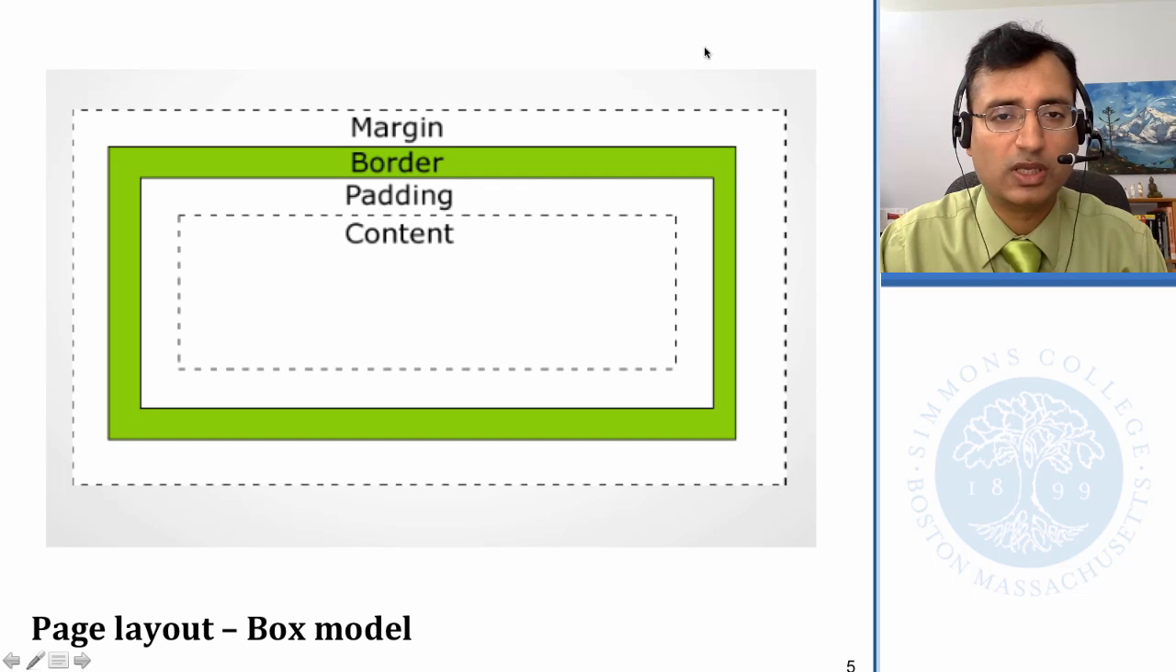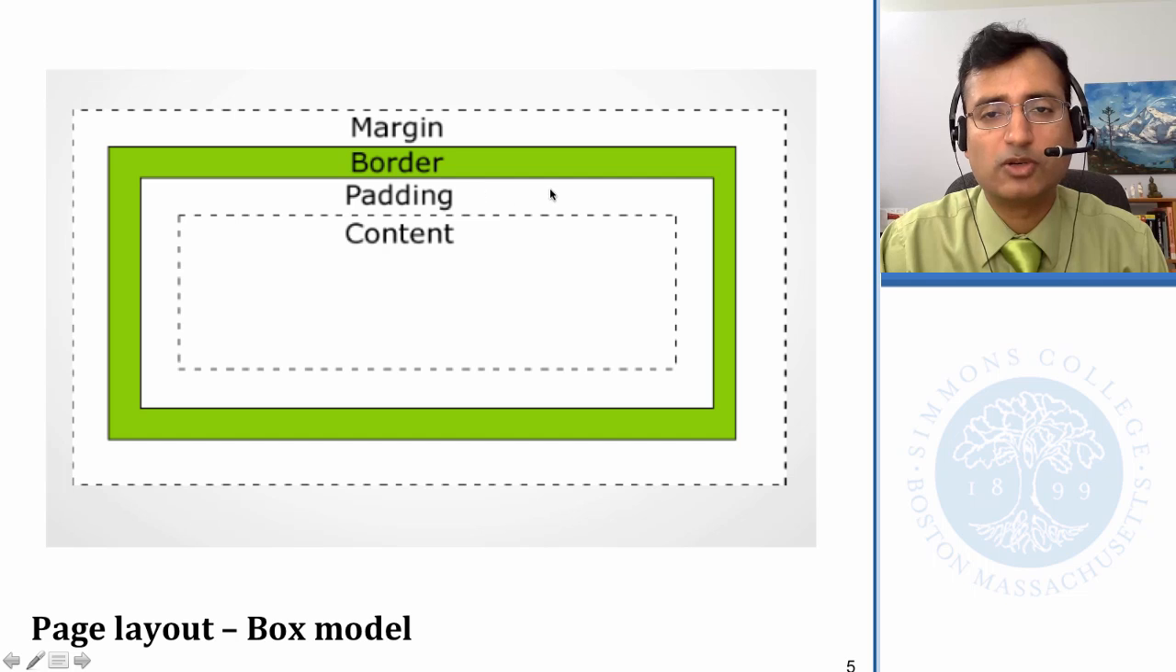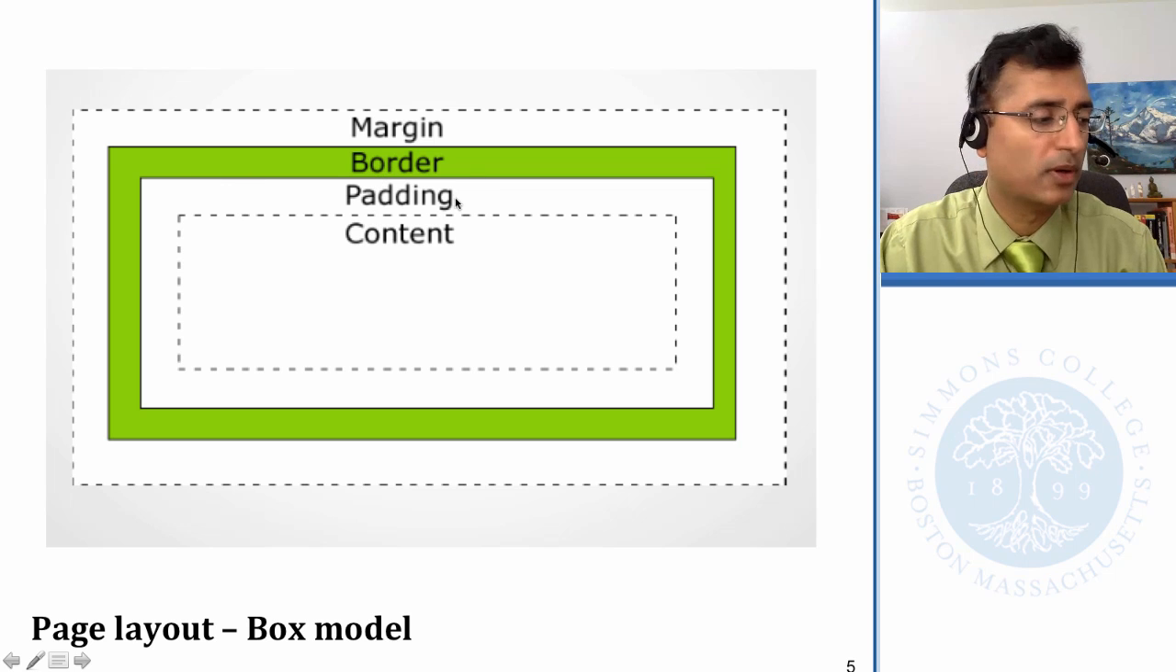So here you have a few things. One is the actual content, which can be text and images. And this padding here is the space surrounding the content. So it's the space between the content and the border, and it's transparent. You don't see it. And if you specify the padding to be 0, for instance, then the content will be right at the border. It will be touching the border.